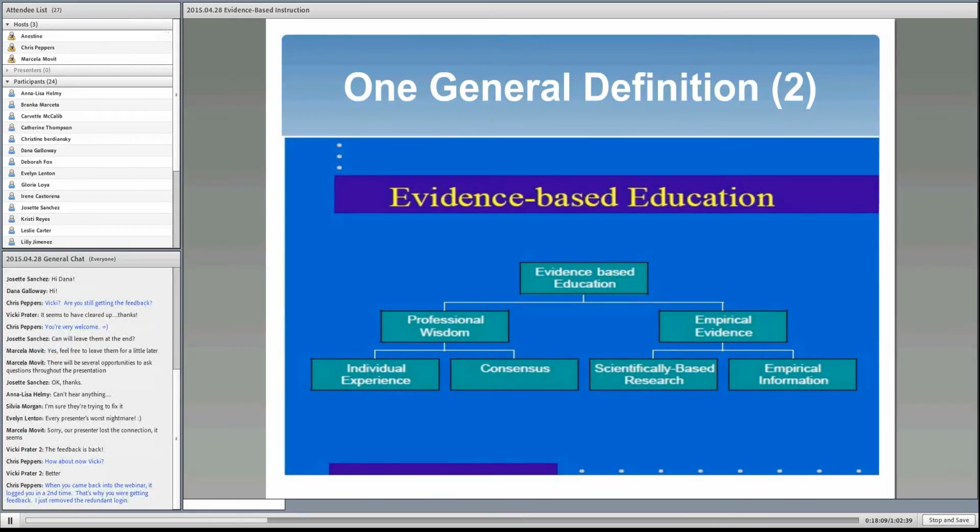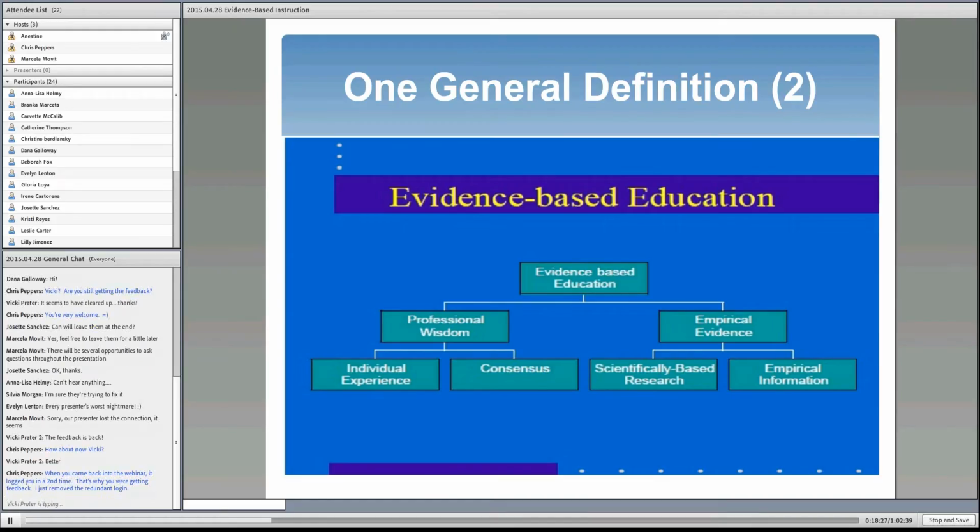So this general definition, as I said, came from Grover Whitehouse, who was the Assistant Secretary of Education. The department defined evidence-based education as professional wisdom, which involves both individual experience and consensus, as well as empirical evidence, which involves scientifically based research and empirical information. This is actually a picture of Grover Whitehouse's presentation in 2002.